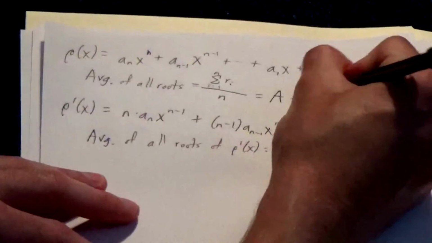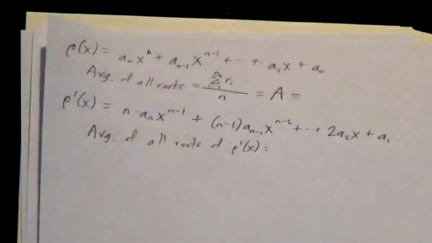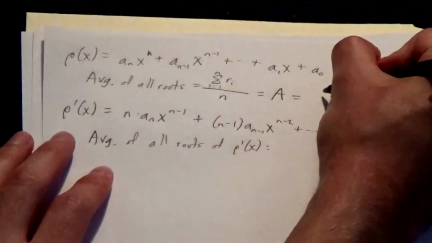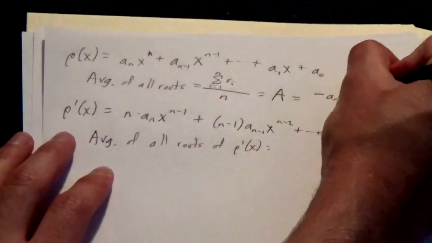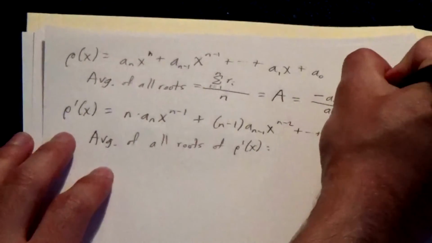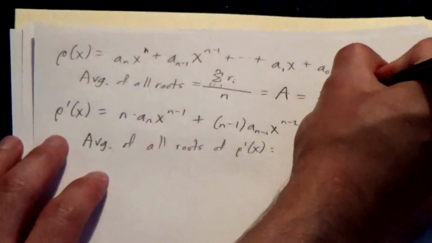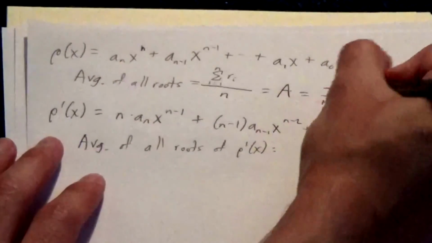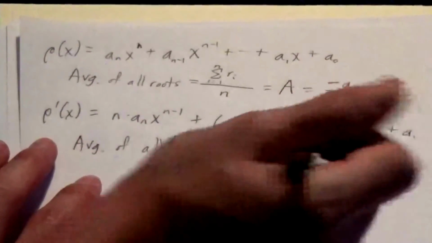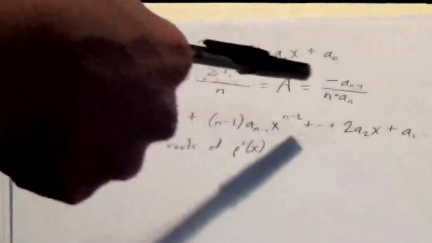Oh, and I'm sorry, I forgot to simplify this. I meant to do one more step up here, which is to say, what is the sum of all the roots? Well, we know the sum of all the roots for p of x is negative a sub n minus 1 over a sub n. And we're dividing that by n, so we can just leave n in the denominator. So this right here is our main formula.